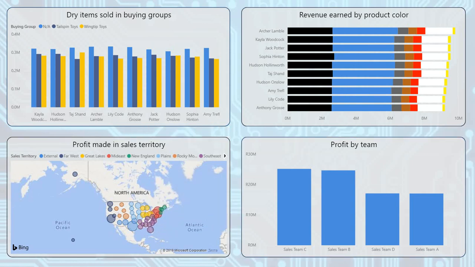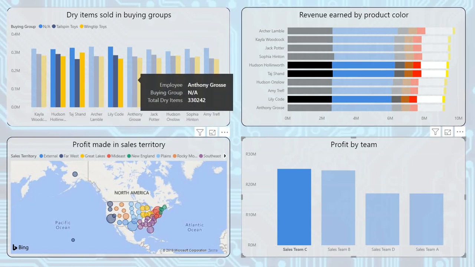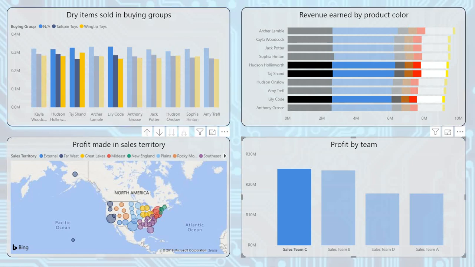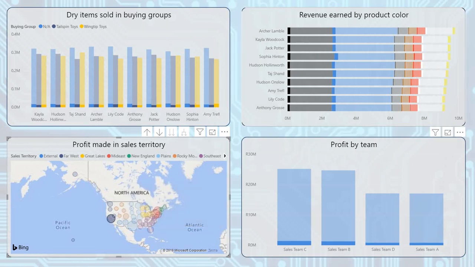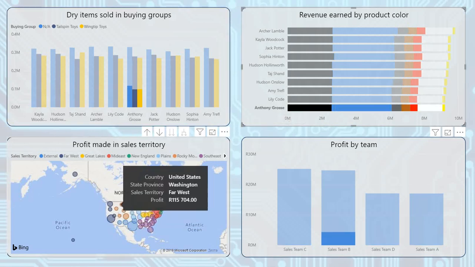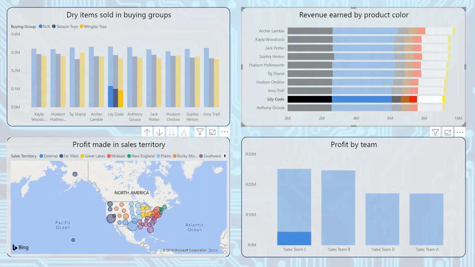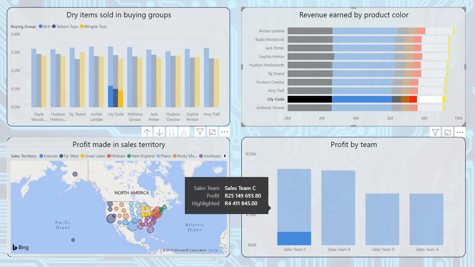Then lastly, we get to see how much profit was generated by each sales team. And then we can filter on sales team to see which were the employees that were involved within that sales team. And we can also filter on sales territory to see how many products were sold from each employee in that specific sales territory. Lastly, we can filter on employee to see how much profit was generated in each sales territory from that employee, and also how much that employee contributed to each sales team.